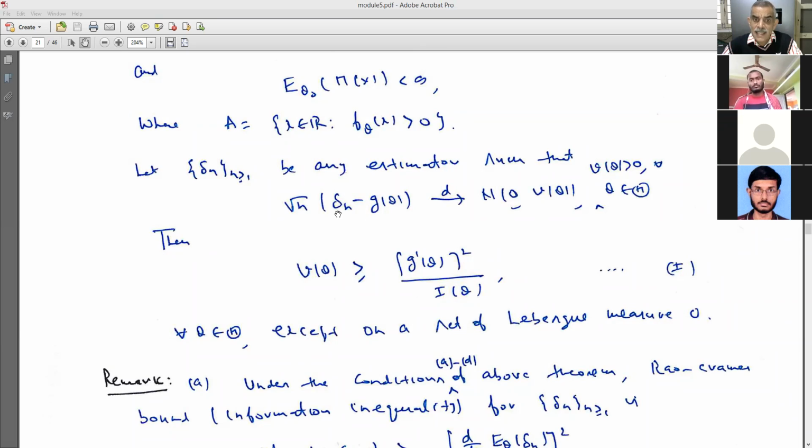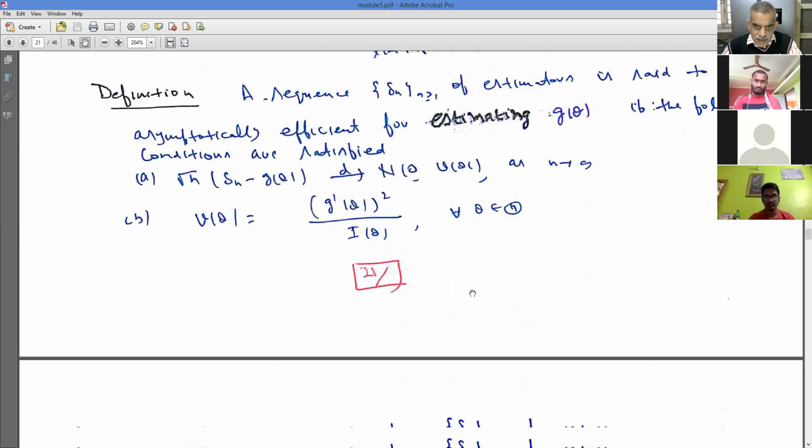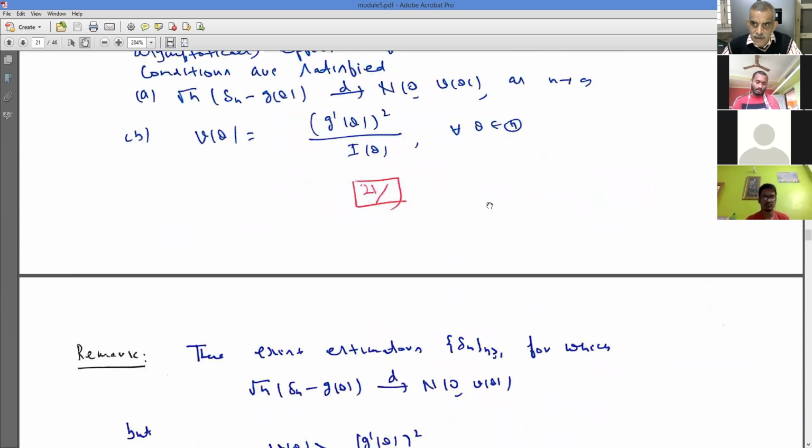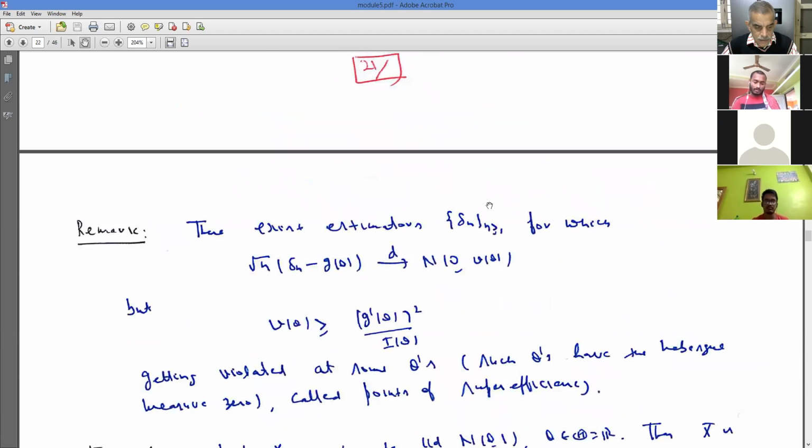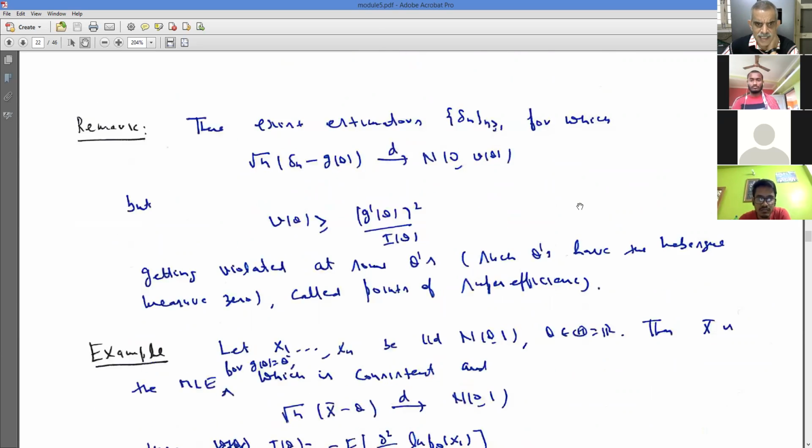Now he says you might have this, and this may not hold for every theta. So at some theta, it may get violated. And violated means for some theta, v of theta is less than g dash theta whole square by I theta. But the set of all those thetas would have Lebesgue measure 0. There will be only a few points of that kind. So such a set will have Lebesgue measure 0.